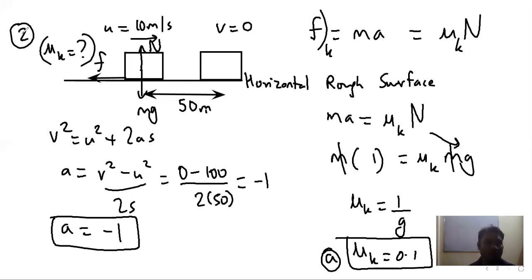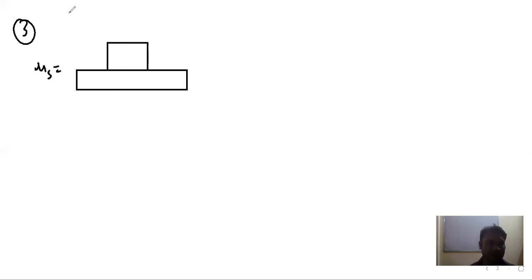Moving on to question number 3. We have a block which is kept on a horizontal table. So suppose this is the horizontal table and on it we keep a block. Mu s is given to us, so let us first make the legs of the table. These are the legs of the table.